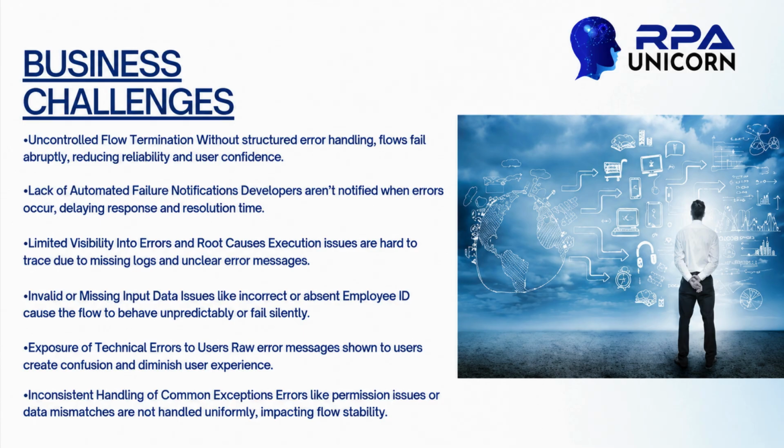Let's get started. Moving forward, let's take a look at the critical business challenges we face when automation workflows lack robust error handling. When building automated flows, we often encounter significant hurdles such as uncontrolled flow terminations that reduce system reliability and a lack of automated failure notifications which heavily delays our response times. Furthermore, we frequently deal with limited visibility into root causes, unpredictable behavior from missing input data, and the risk of exposing confusing technical error messages directly to our users. Understanding these core disruptions is essential, as it highlights exactly why implementing a structured, consistent exception handling mechanism is so vital for maintaining operational stability.